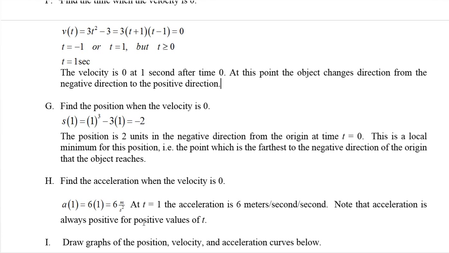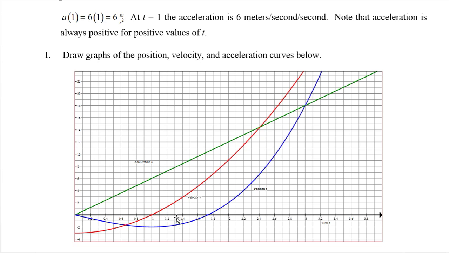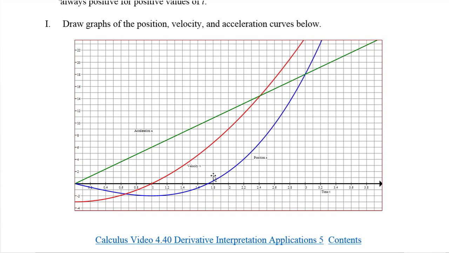Draw graphs of the position, velocity, and acceleration curves. Just graph those three, and there they are. Here's the cubic position curve, the quadratic derivative curve, and the linear second derivative curve. And we'll pick up there in another video.